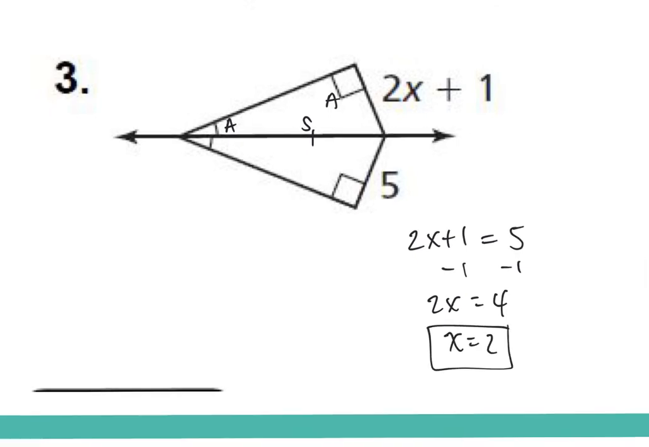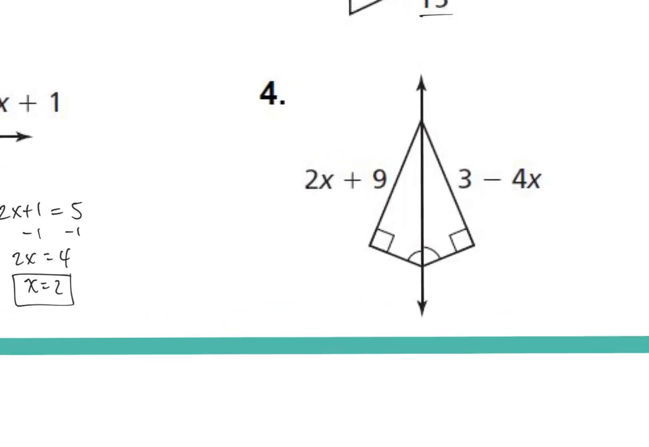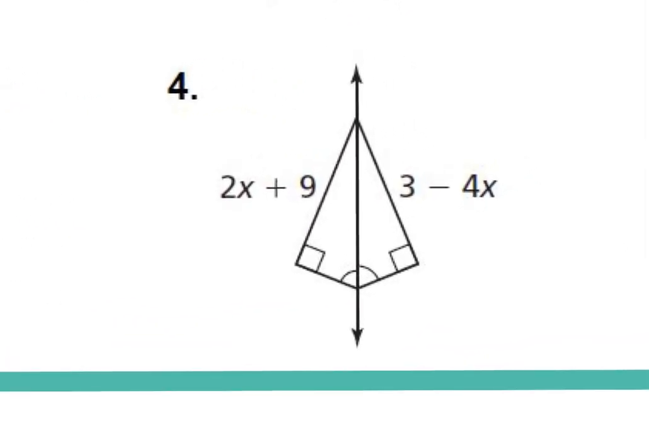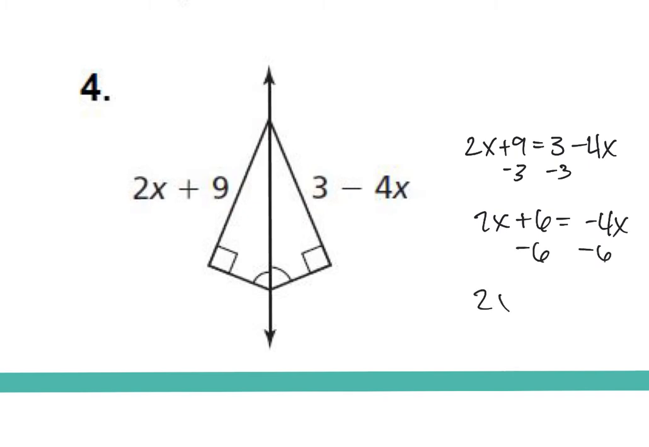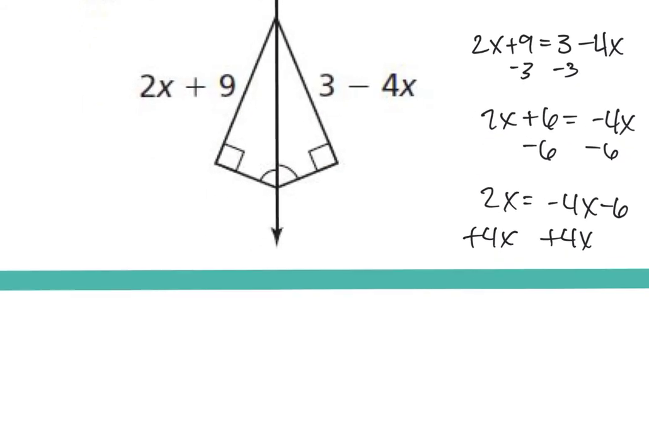All right, and last but not least, number 4. This one's fun. Gabby, what did you get? You put 2x plus 9 equal to 3 minus 4x. I subtracted 3 from both sides. And then it's 2x plus 6 equals negative 4x. And then you subtract 6 from both sides. So now it's 2x equals negative 4x minus 6. And then you add 4x to both sides. And then you're left with 6x equals negative 6. You divide it by itself. And then you get x equals negative 1. Perfect. Yeah, that's right.